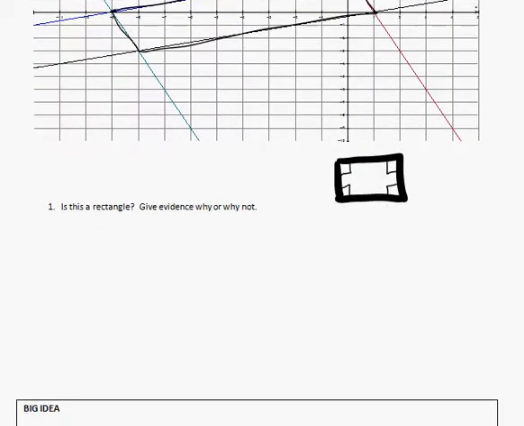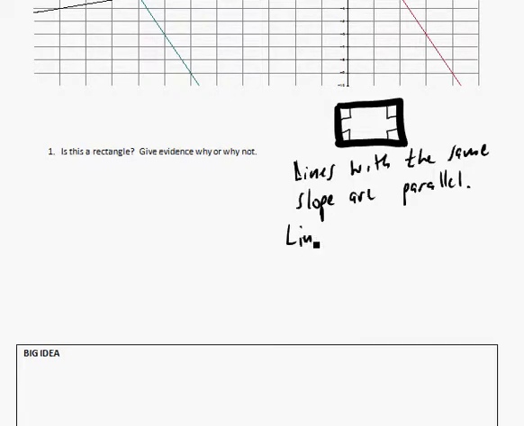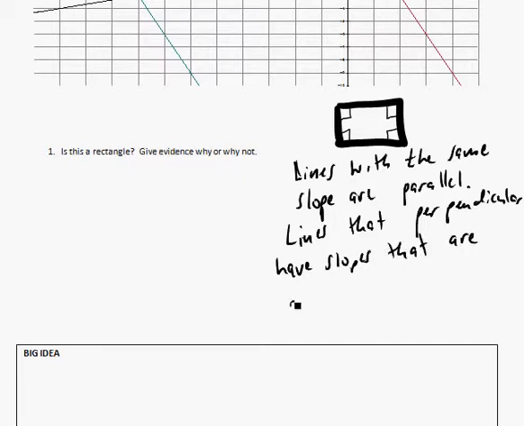Now, another thing to recall is that lines with the same slope are parallel, and lines that are perpendicular have slopes that are opposite reciprocals.